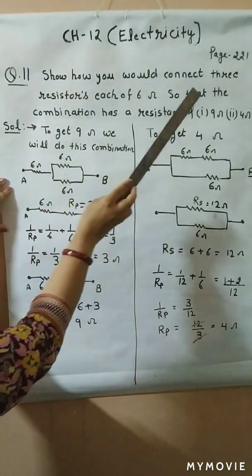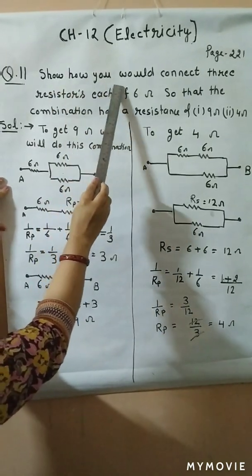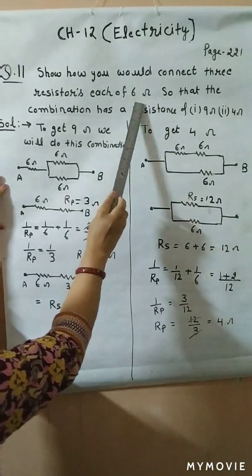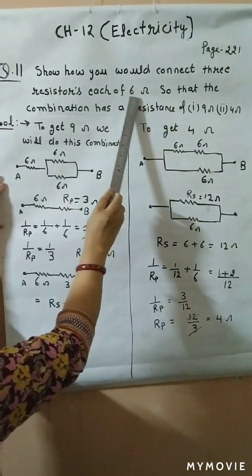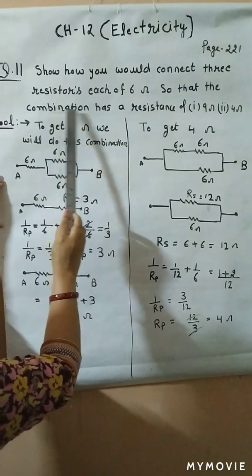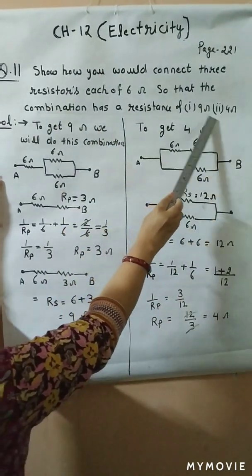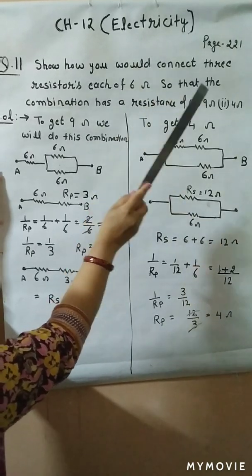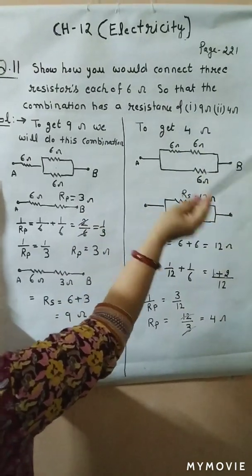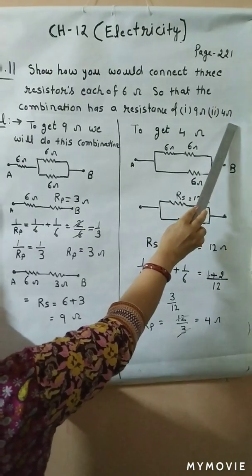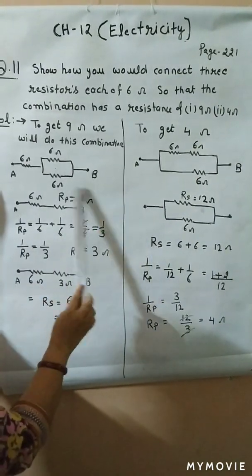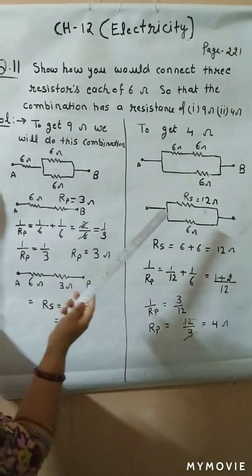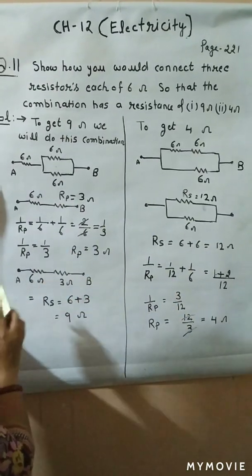Question number 11 on page 221. Show how you would connect 3 resistors, each of 6 ohm, so that the combination has a resistance of 9 ohm and 4 ohm. What does it mean? R1, R2, R3 are of the same value, 6 ohm. You have to combine these 3 resistors in such a way that first you get 9 ohm, and then connect in a different way so that you get 4 ohm. You know that 2 combinations we have already done, in series or in parallel. But here we have to do it in a different way. This is called series-parallel combination.